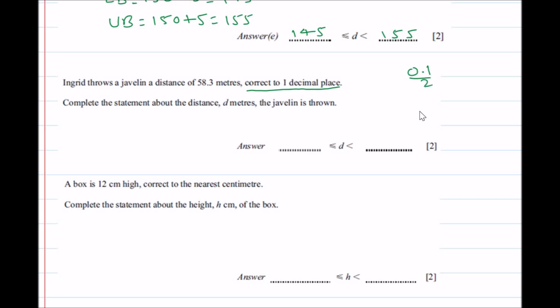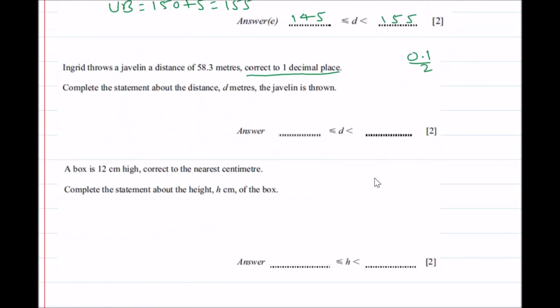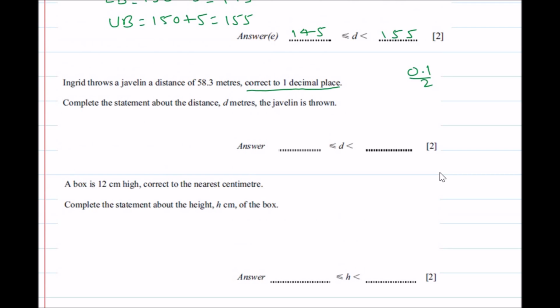Let us go and see the rule here, 1 decimal place. So this gives us to the nearest tenth or 1 dp. So 0.1 divided by 2, that is 0.05. So we need to add and subtract 0.05. So 0.1 divided by 2, we get 0.05.